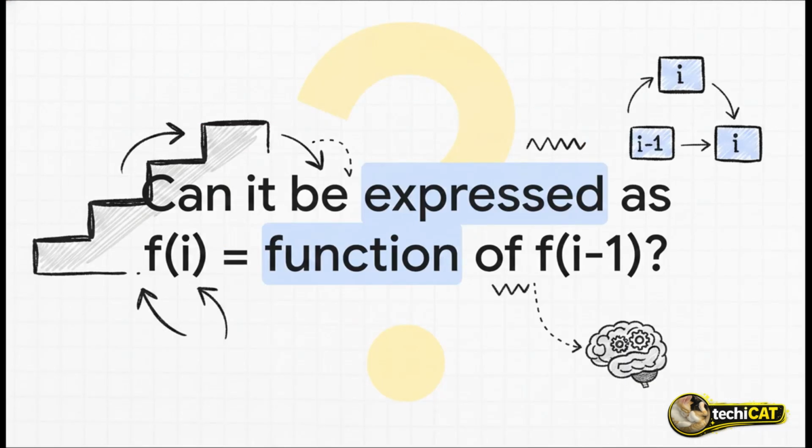The second you spot one of those keywords, there is an absolutely crucial mathematical question you need to ask yourself immediately. Can the problem be expressed as f(i) equal to some function of f(i-1), f(i-2), and so on? Now, in plain English, that just means, can the current state you're trying to figure out be calculated strictly by looking at the states that came right before it? In our climbing stairs example question, the math to get to step i is literally just adding the answer from step i-1 and step i-2. If you can map the problem to this kind of mathematical relationship, congrats, you've completely validated that DP is the way to go.